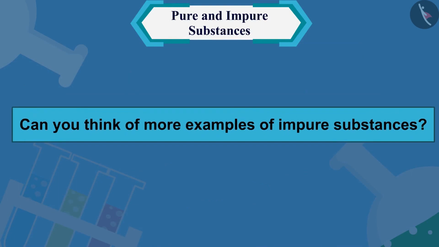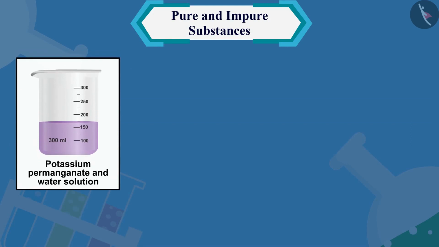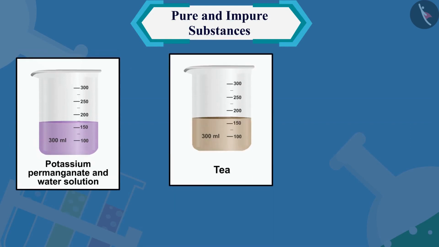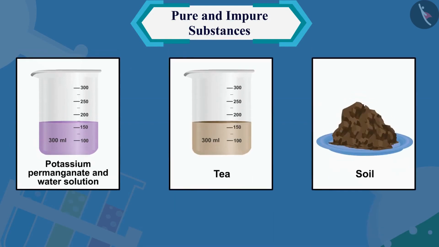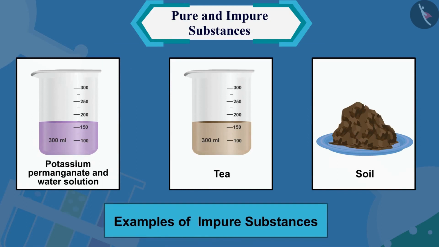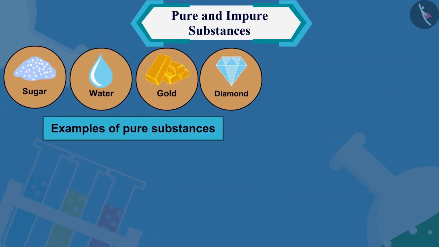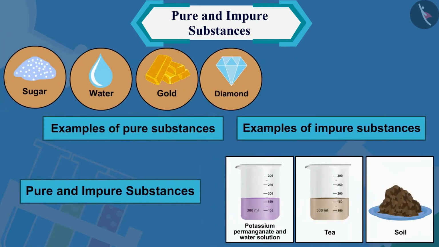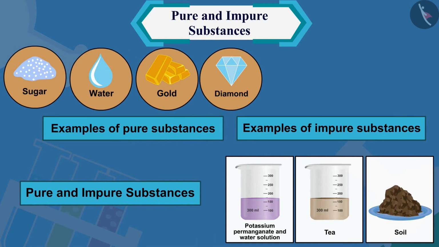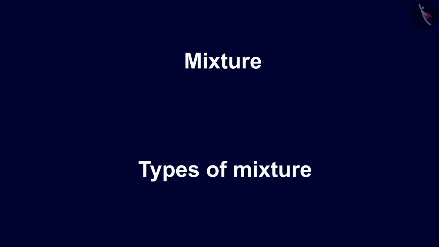Can you think of more examples of impure substances? Potassium permanganate and water solution, tea, soil. These are some other examples of impure substances, which are made up of two or more pure ingredients. Friends, hope you have got a good understanding of pure and impure substances. In the next video, we will learn about mixtures and types of mixtures.